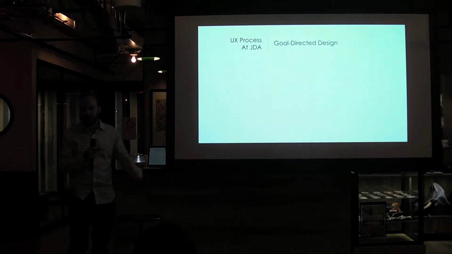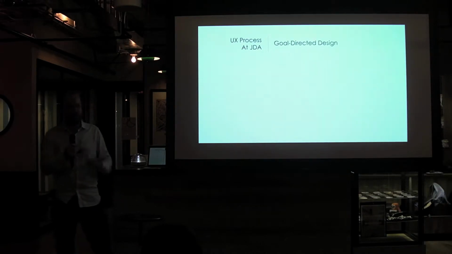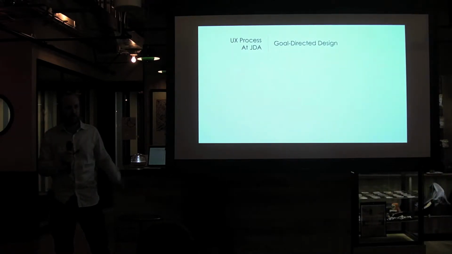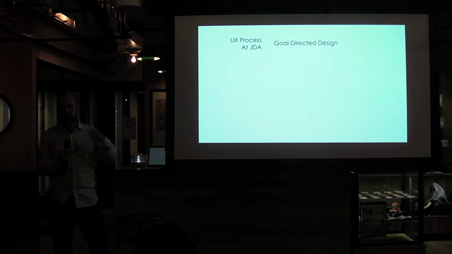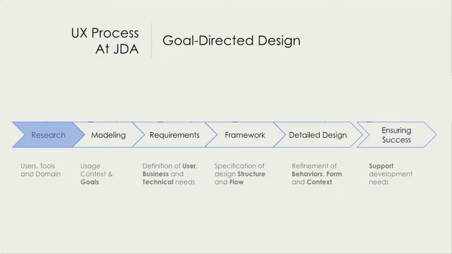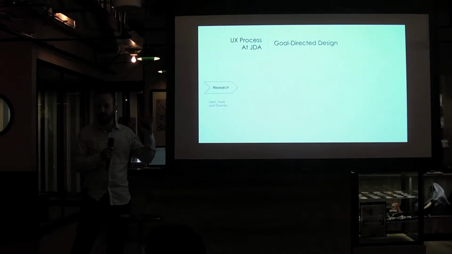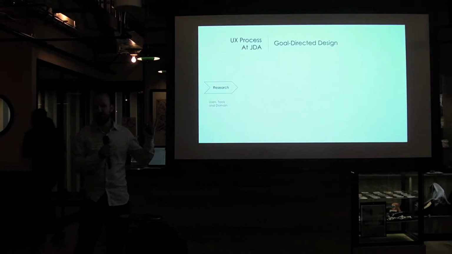So the UX process we use at JDA is goal-directed design. This is from Kim Goodwin's book. It's a really simple process, and if there are any UX designers here, the process is really similar to other processes. So the first step is the research. This is where we really do the interviews with the users. And we also do interviews with the stakeholders, and we also look at other competitors and the trends in the business. So what's going on? And it's important to do this because it puts the user in the center of your design.